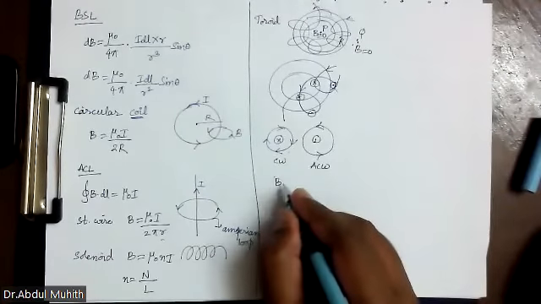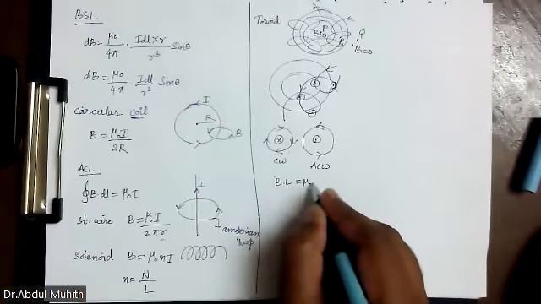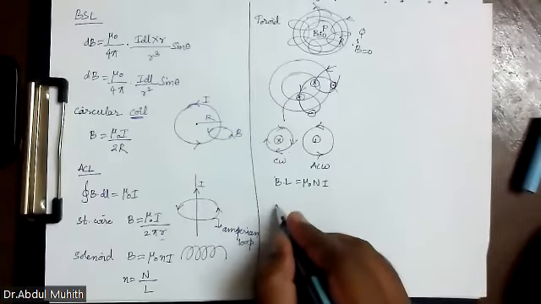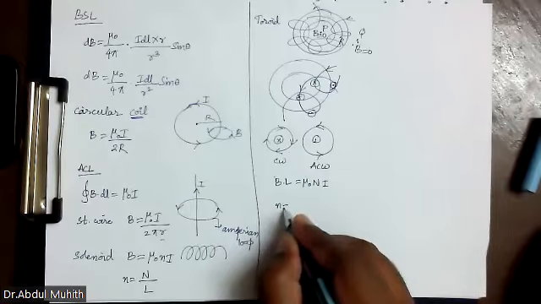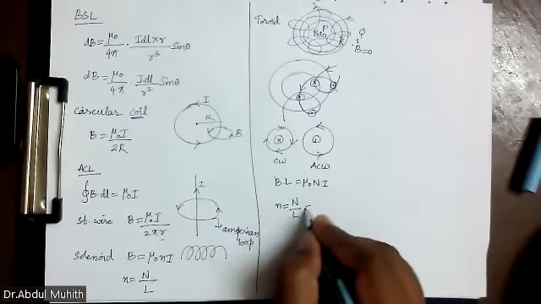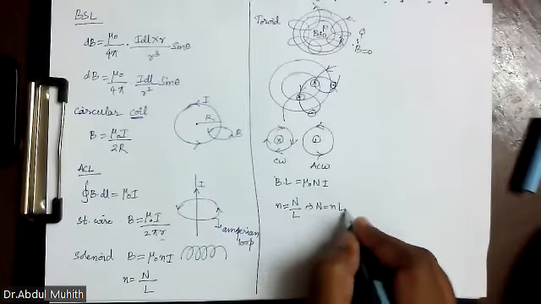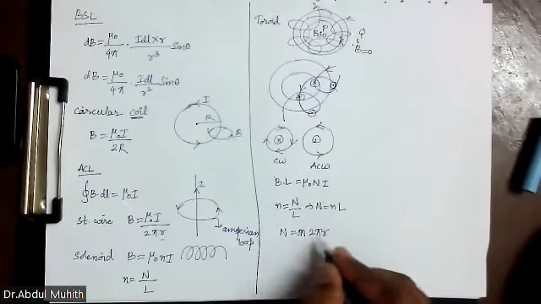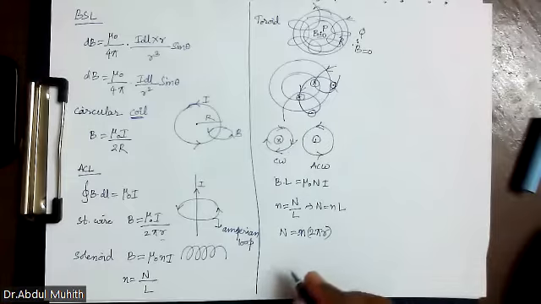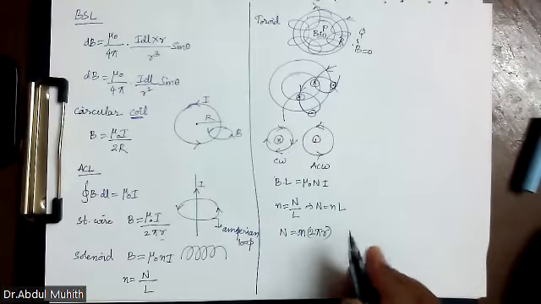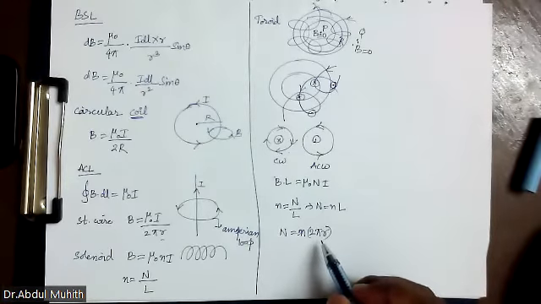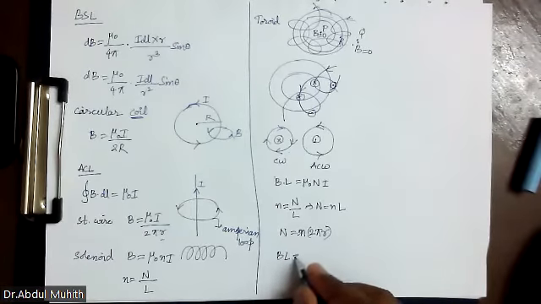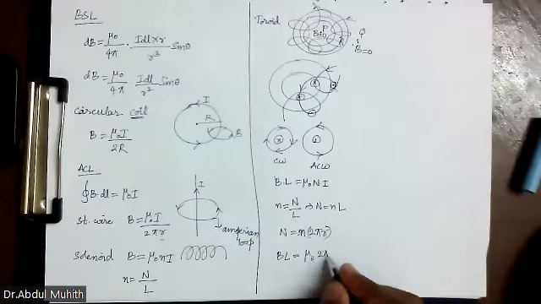So the magnetic field here is what? The formula is B dot L equal to mu 0 I. But what is the length of the loop? We have the number of turns. Number of turns, capital N, is equal to number of turns per unit length, small n, into L. But what is L? L is equal to 2 pi r, the perimeter of the circle. So we are going to substitute here. B into L is equal to mu 0 into N into I.